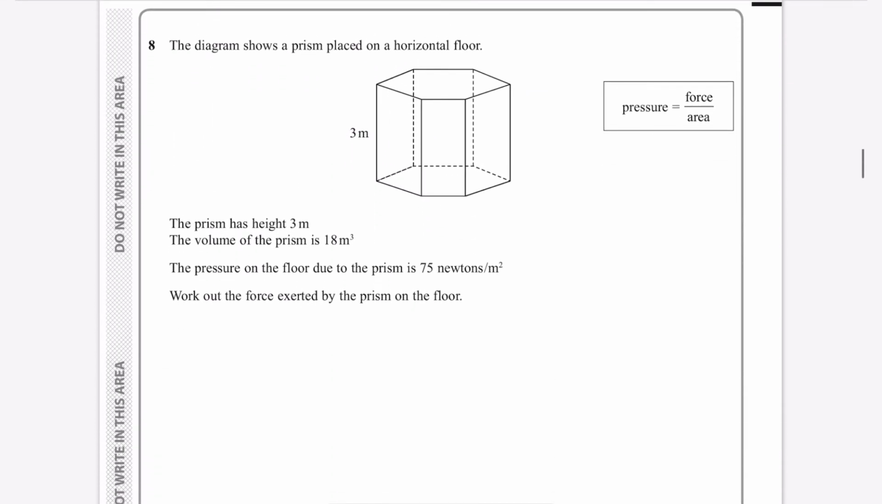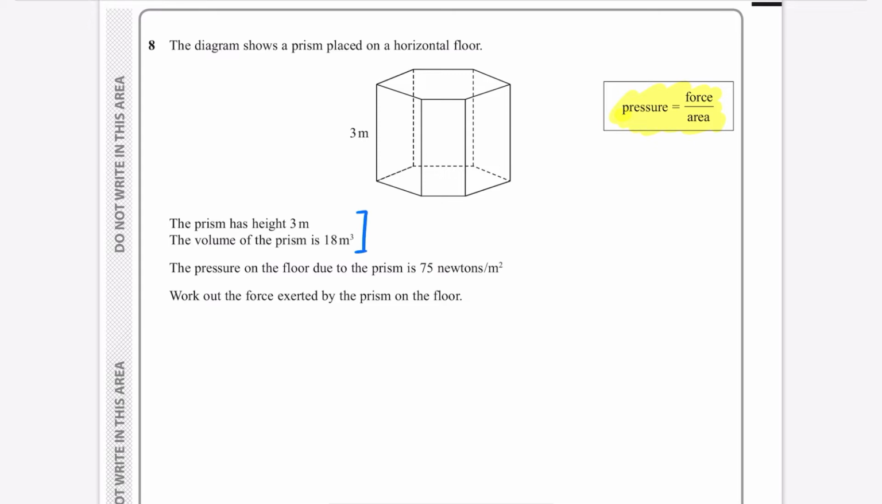Okay, question 8. It says a prism is placed on a horizontal floor. They've given us this formula over here which can be useful. It says the prism has a height of 3 and the volume is 18. The pressure on the floor due to the prism is 75 newtons per meter squared. Work out the force exerted by the prism on the floor. So we are going to have a think about this pair of information that we've got and see if that helps us.